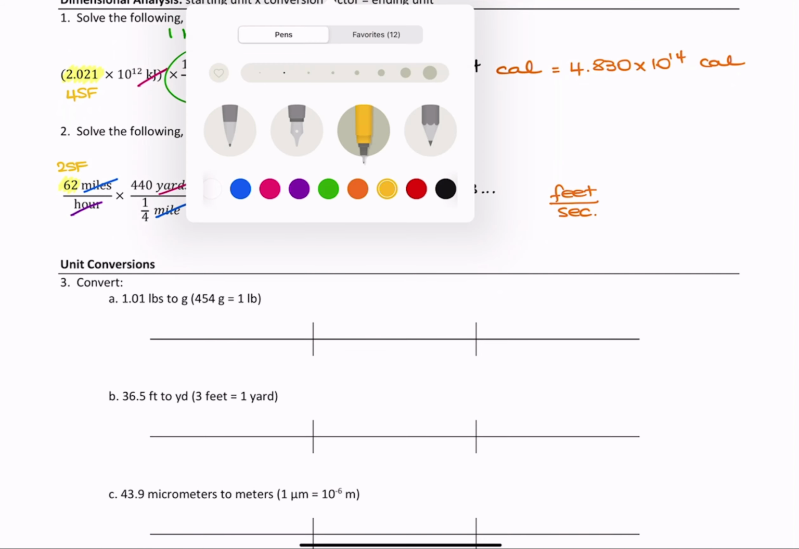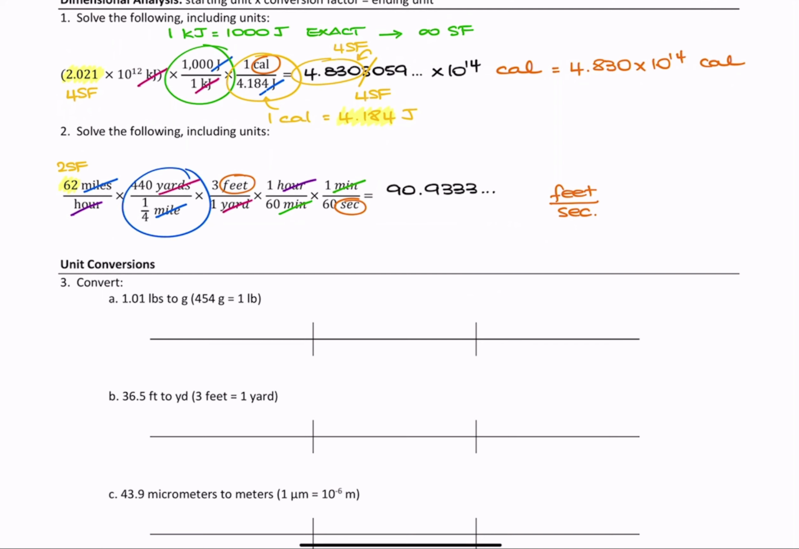The second one, take a look at the second conversion factor right there. US and US units, so we stay within the US system. When you stay within the US system, the conversion factor is exact. Let's take a look at the next conversion factor. Again, feet is a US unit, yard is a US unit, so this conversion factor is exact as well. The time that you have to be careful of the sig figs is when you switch from the US system to the metric system and vice versa.